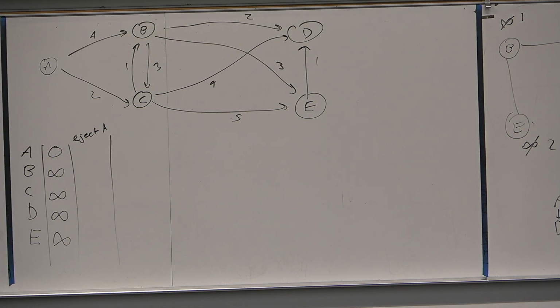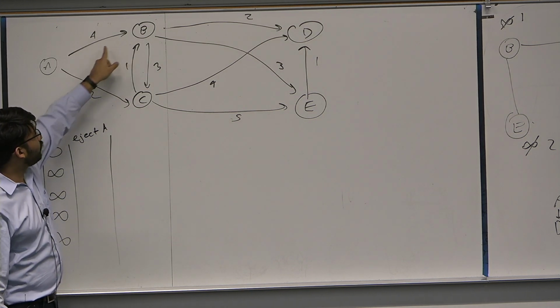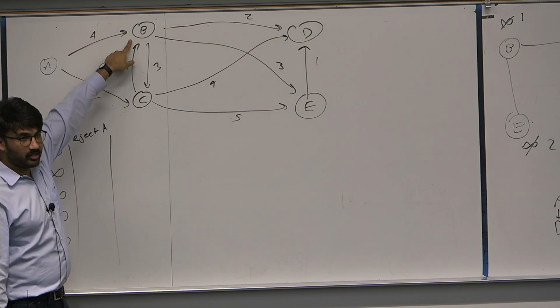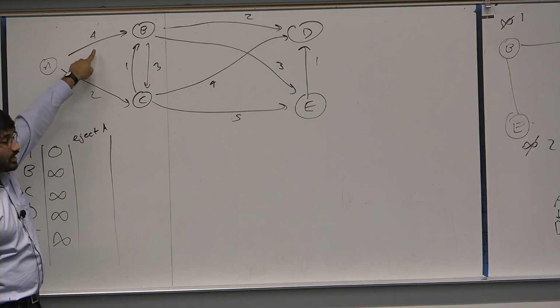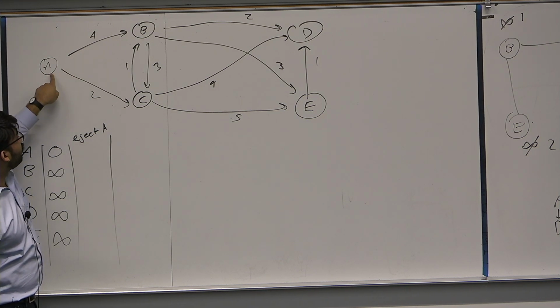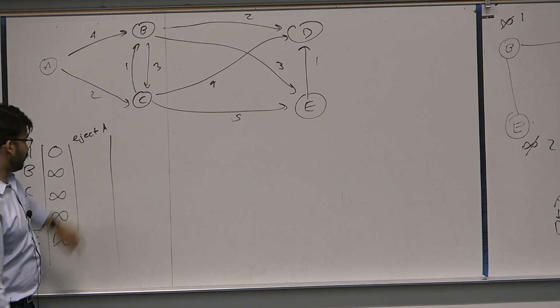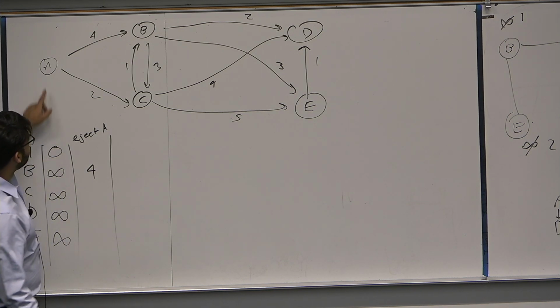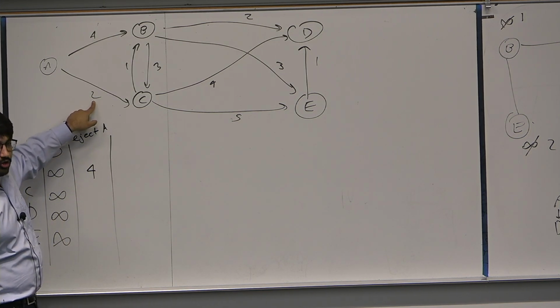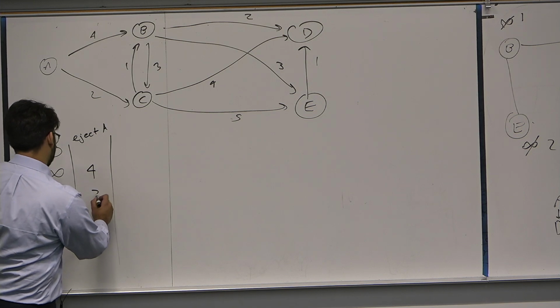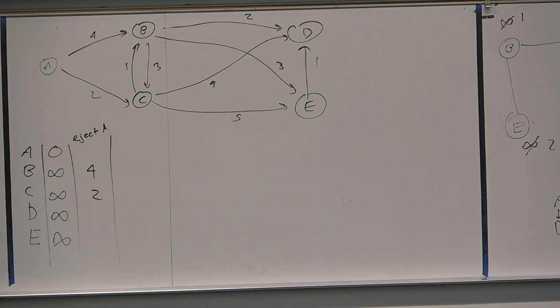What updates happen when we eject A? Yeah, B and C are the only things outgoing from here. So we update the distance to B to be the distance to A plus this edge weight. Why? Because 0 plus 4 is less than infinity, so this is going to update to 4. 0 plus 2 is 2, which is less than infinity, so this is going to update to 2. Okay. Now, which is the minimal element? Yeah, we're going to eject C now.